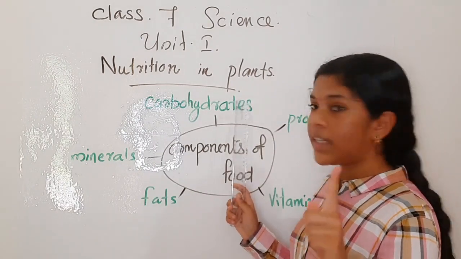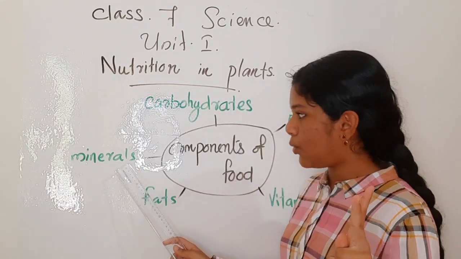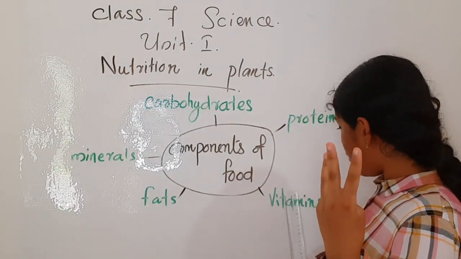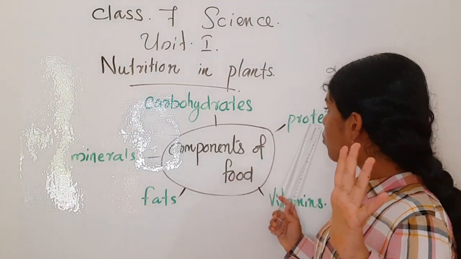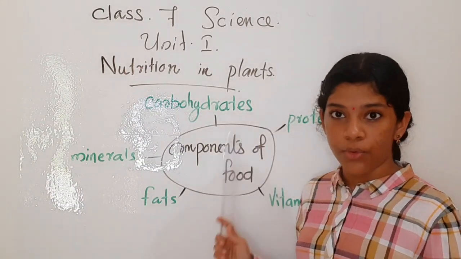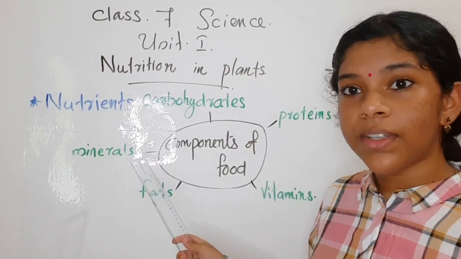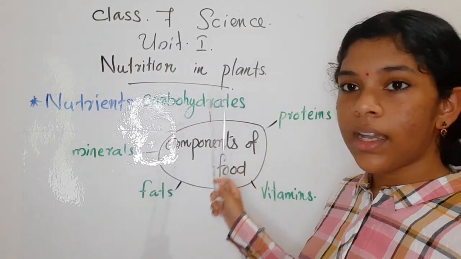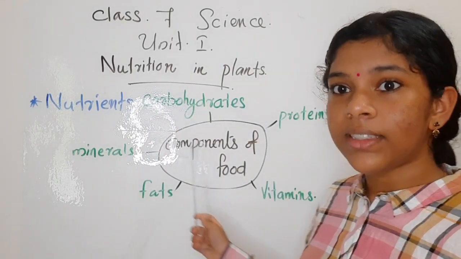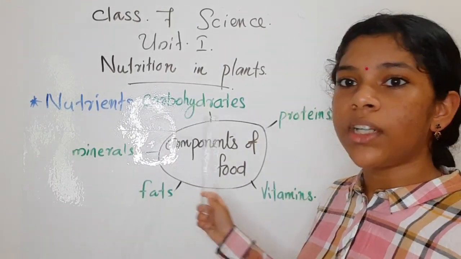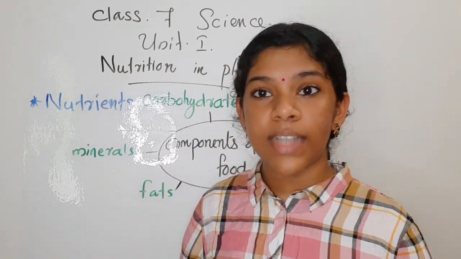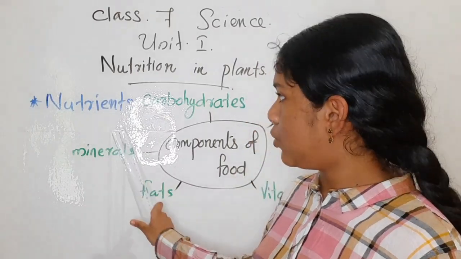The first one is carbohydrates. The second one is minerals. The third one is fats. The fourth one is vitamins. And the fifth one is proteins. So these 5 are the components of food. So friends, these 5 essential components of foods, carbohydrates, proteins, vitamins, fats, minerals, all these components together are known as nutrients. So we are learning yet another new term, nutrients.